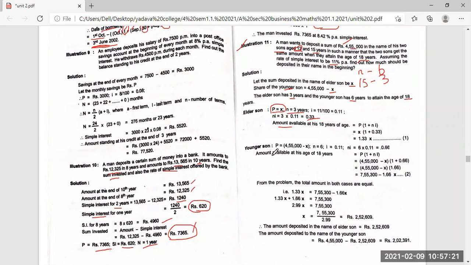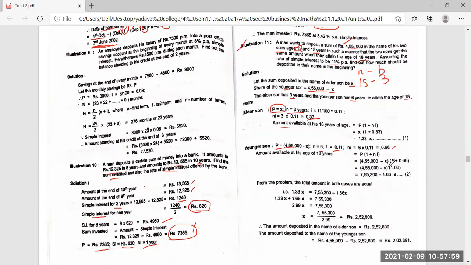So for the next, the younger son, same thing. The younger son's P we don't know, but we have framed one equation: 4,55,000 minus X. So that is P. Okay, N is 6 years, I is 11. So as usual, N into I, 6 into 0.11, 0.66. Same format, P into 1 plus Ni. So P we all know, 4,55,000 minus X into 1 plus 0.66. So now we are adding 1.66.